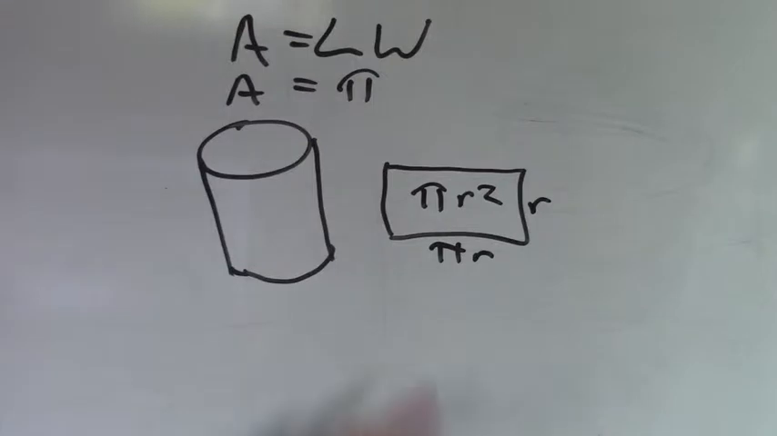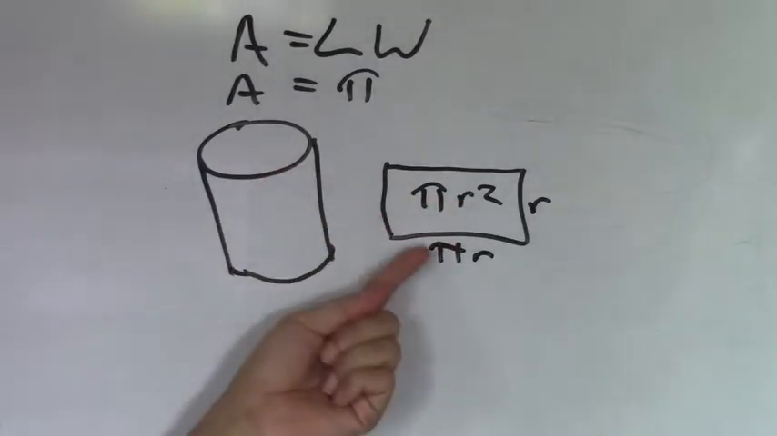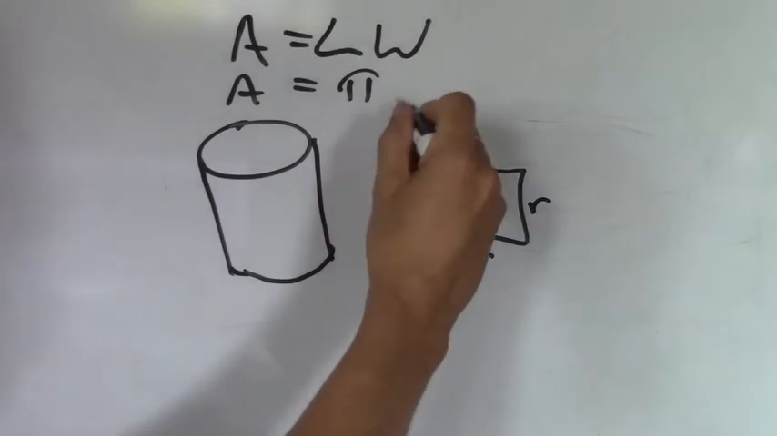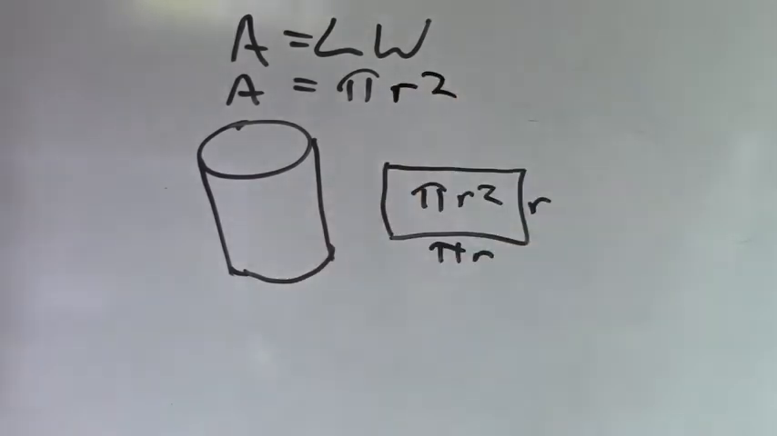What was I doing? Why did I do all of this? Why did I cut the circle up in order to make it into a square, or, well, a rectangle? To find the area. So area is pi r squared, isn't it?